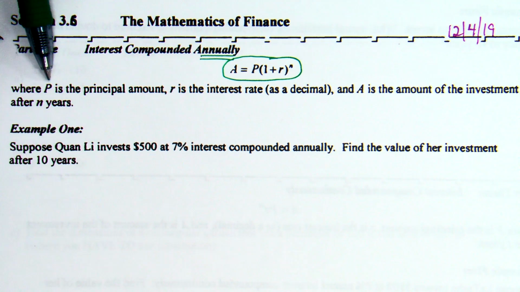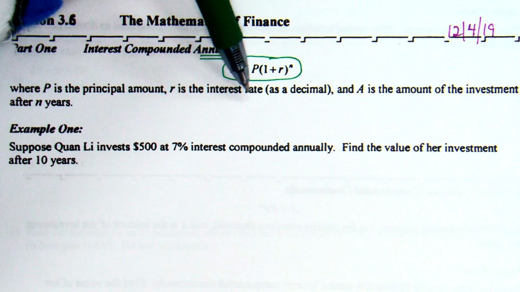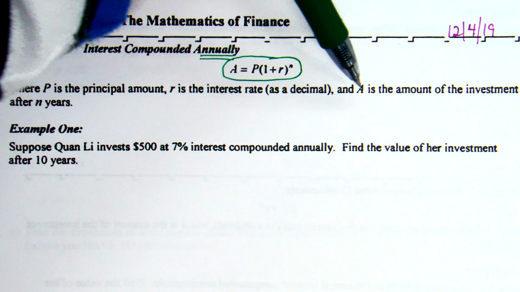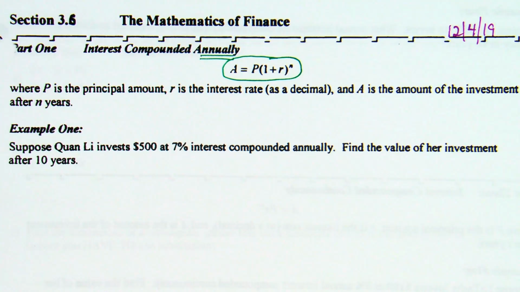So P, if you remember, stands for the principal. What do I mean by the principal? What you put in. Yeah, the amount of money you start with, what you put in. R is the interest rate, of course, as a decimal. A is the amount of the investment after N years, so A is your total amount, your final amount.